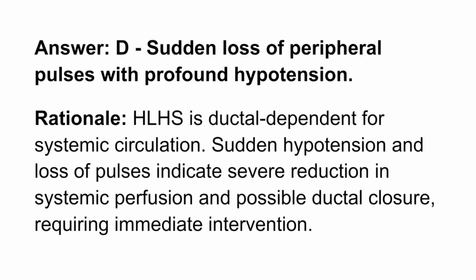Answer. D. Sudden loss of peripheral pulses with profound hypotension. Rationale: HLHS is ductal dependent for systemic circulation. Sudden hypotension and loss of pulses indicate severe reduction in systemic perfusion and possible ductal closure, requiring immediate intervention.